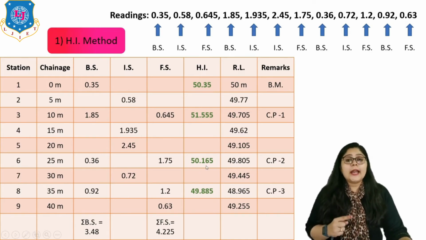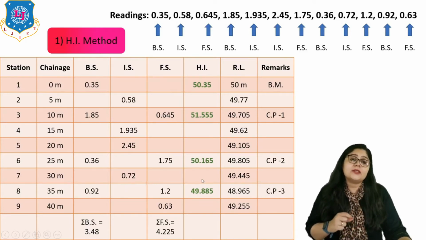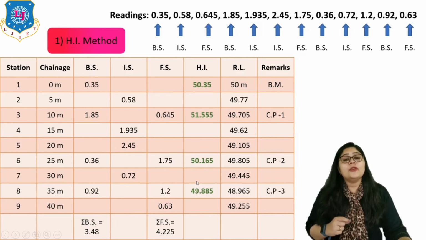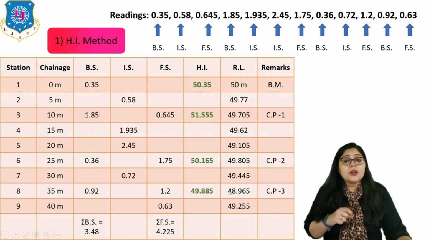Now when you know the height of instrument, you have to simply minus it. It means if it is an IS and if it is an FS, you have to simply minus it. 50.165 minus 0.72 will give you the next station's RL, which is 49.445. Here you can see, if it is the FS, you have to simply minus it again. So 50.165 minus 1.2 will give you the answer as 48.965, right? So it is indicating this is my change point 3.